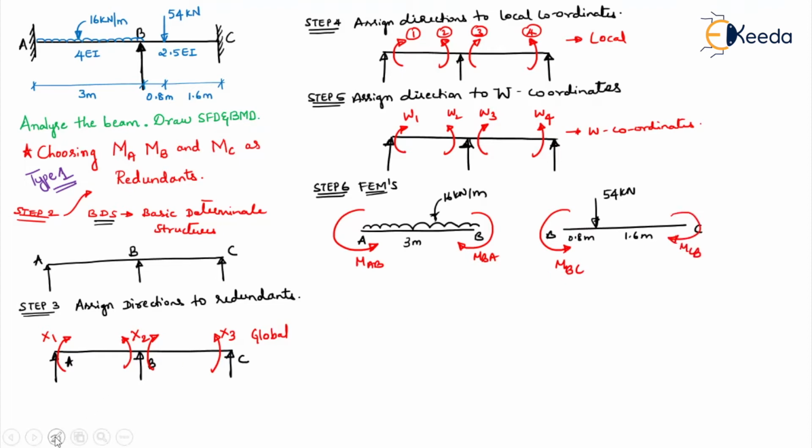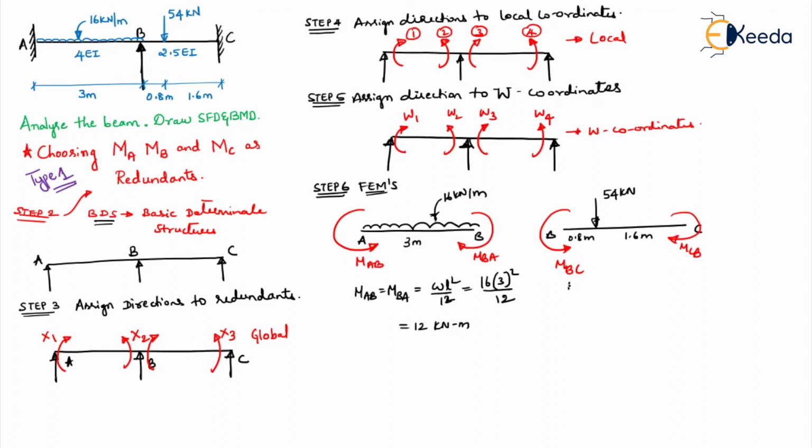Now we need to calculate the values. So this is UDL symmetric. So MAB will be equal to MBA and that will be equal to WL square by 12. So that's your 16 into 3 square by 12. You will get 12 kilonewton meter.